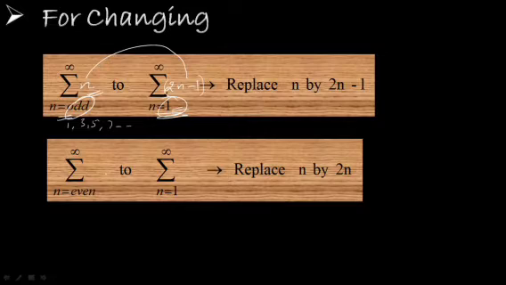Likewise, if the summation is for even n to infinity, that is, n takes only even values to infinity, that means n takes the values 2, 4, 6, 8. It doesn't take any odd values.